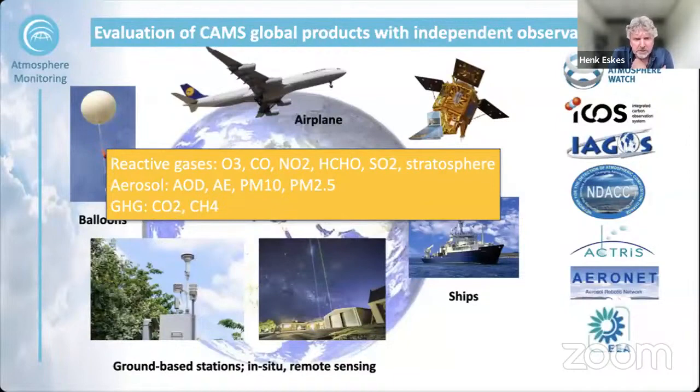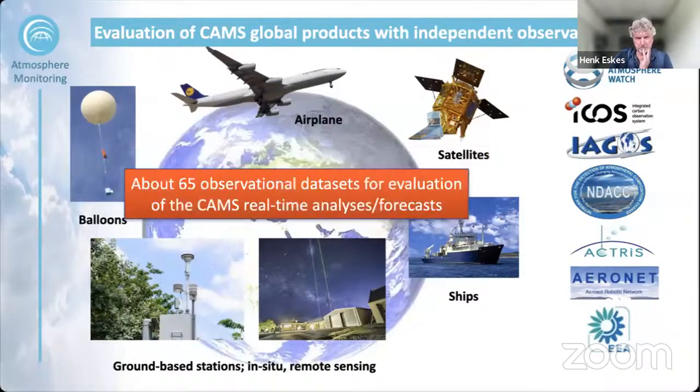For aerosols, there are both optical properties, so the aerosol optical depth is an important one, and also the angstrom exponent, which is linked to the aerosol optical depth. Then we have also surface concentration, so particulate matter. So we have PM10 and PM2.5 from surface networks that we look at. And for greenhouse gases, we focus on CO2 and CH4, again, with in situ and remote sensing.